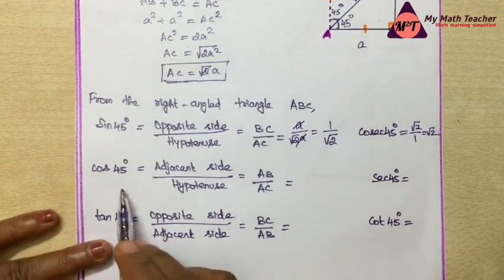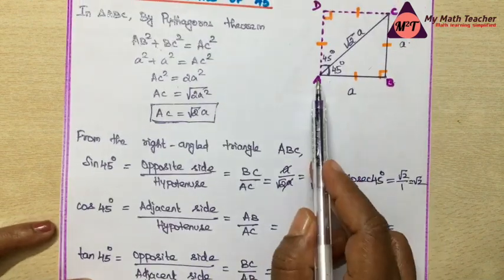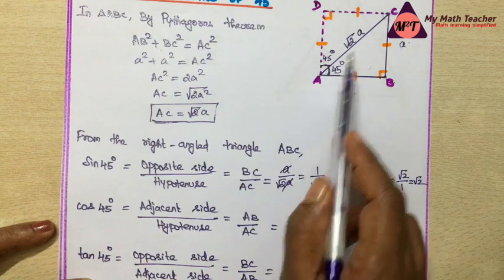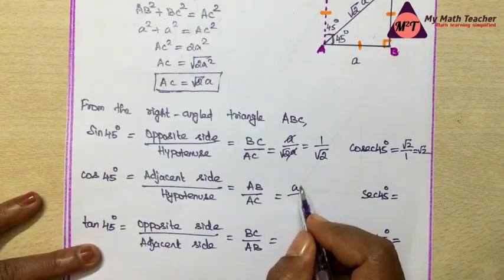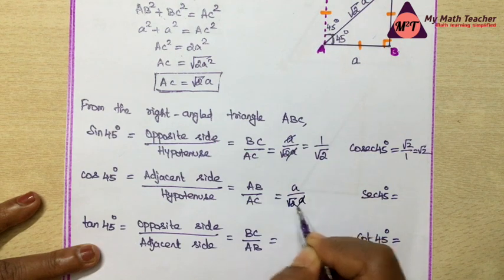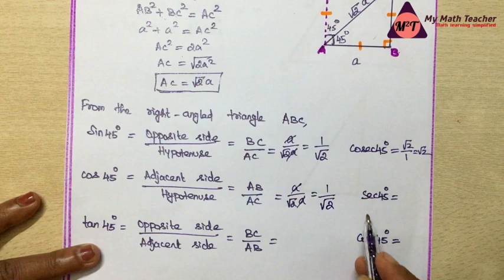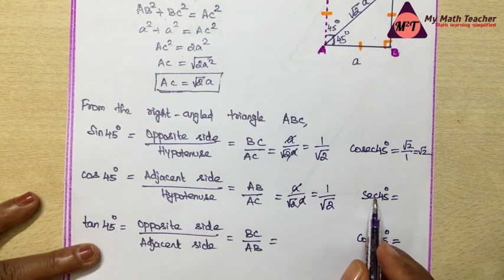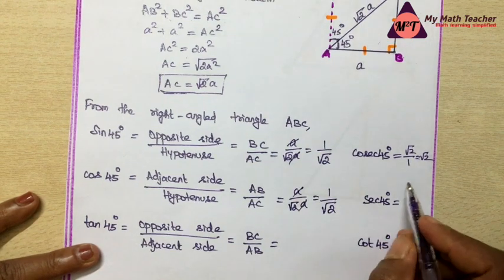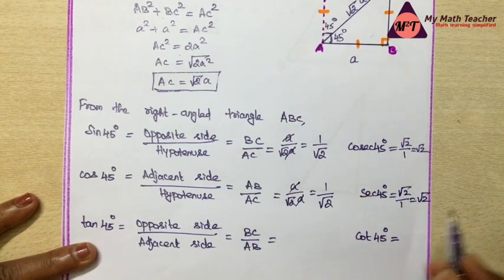Now, cos 45 degrees. We know that it is adjacent side by hypotenuse, that is A by the same root 2 A, the same as sine 45. A and A will get cancelled, and the answer will be 1 by root 2. The same for the secant: the reciprocal of cos is secant, it will be root 2 by 1, which is root 2, the same value.